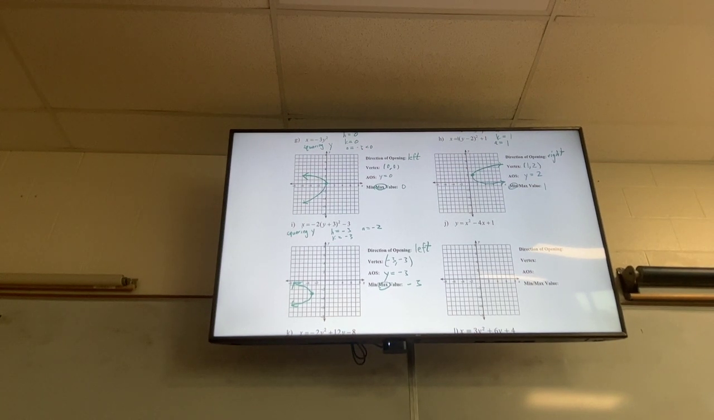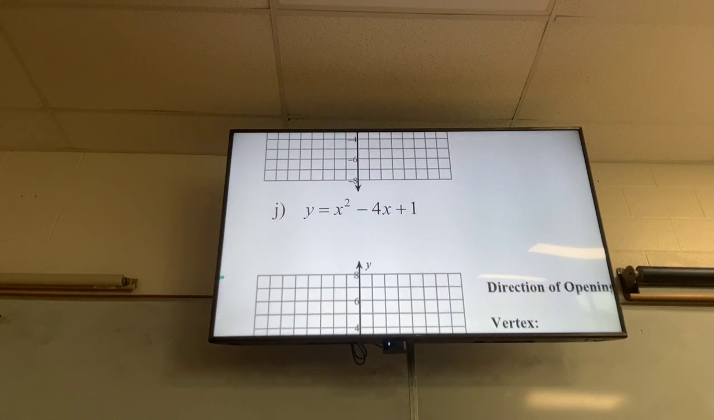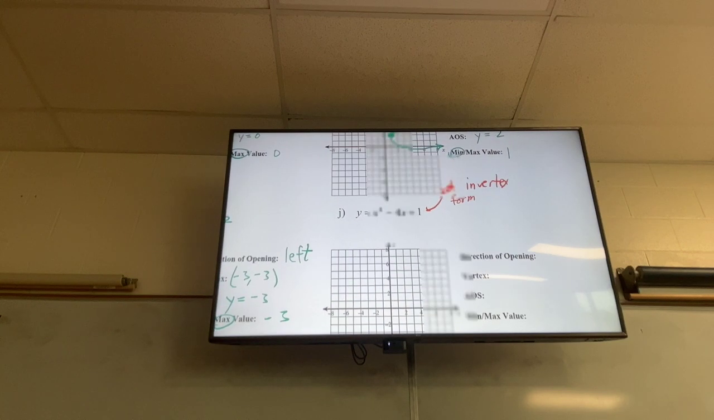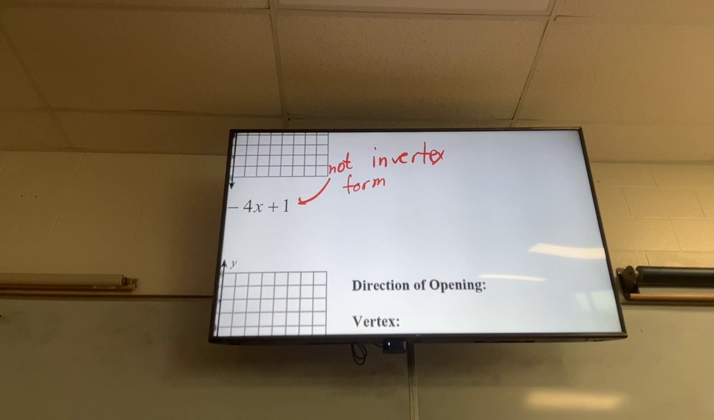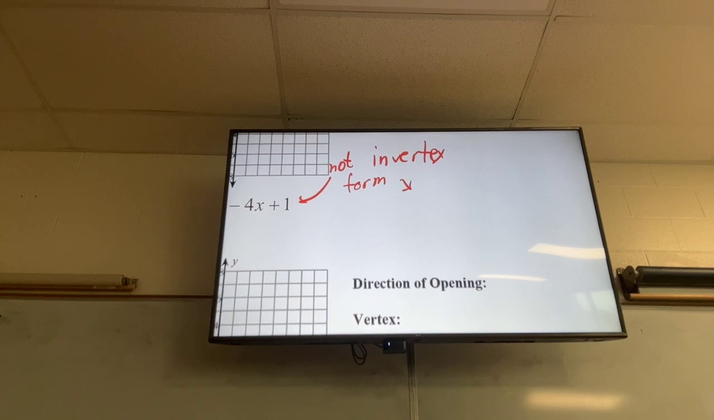Okay, so now, what's going on here? Is this in vertex form? You don't do slope intercept for quadratics. Not in vertex form. How do we get it in vertex form? I'll do this in red. I feel like red's a more active color than group blue. Hey, how do you know it's not in vertex form? Yeah, no parentheses, right? How do we make it in vertex form?